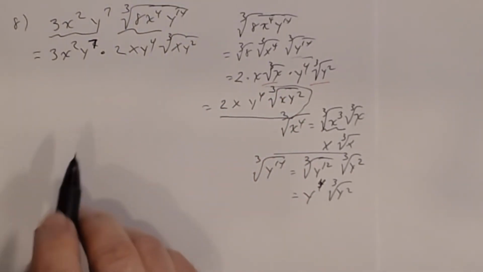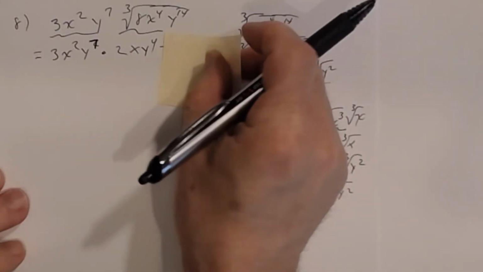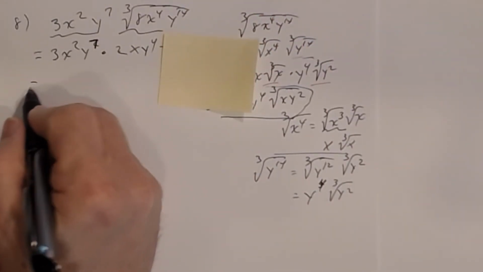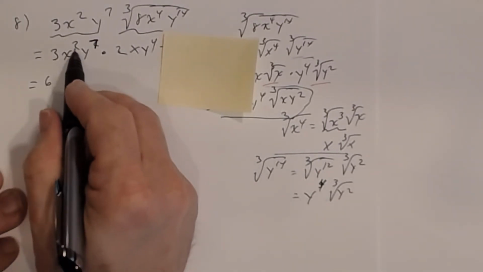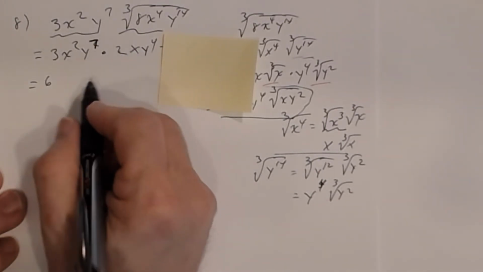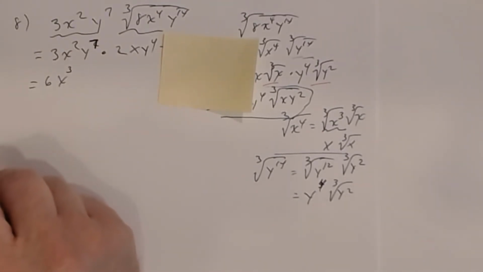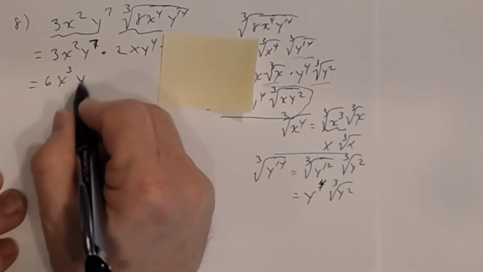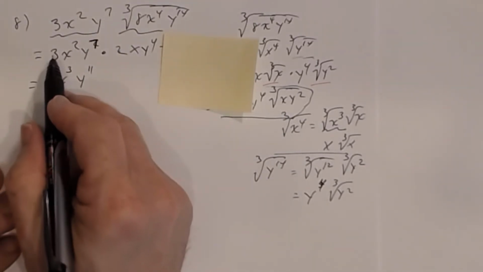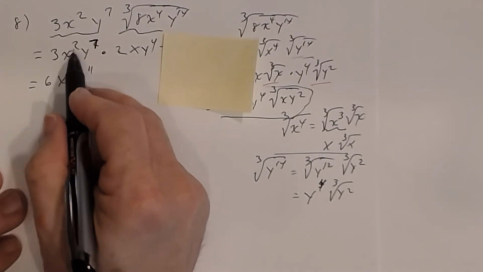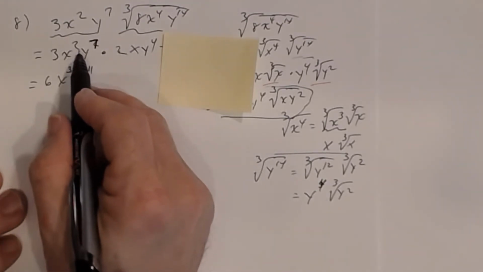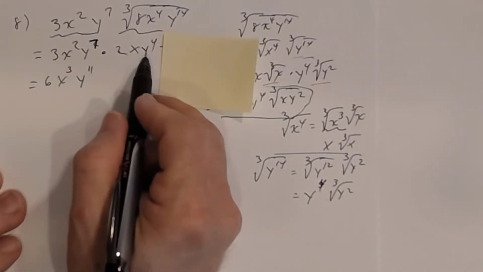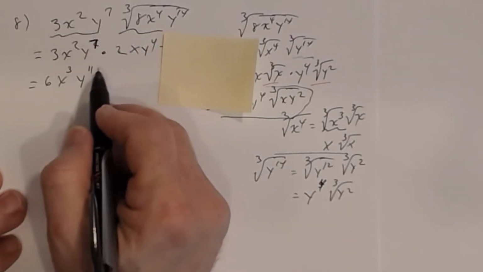Okay, now don't leave your answer like this, because you see this right here? I'm covering the cube root. 3 times 2 is 6. X squared times x to the first is x to the third. Y to the 7th times y to the 4th is y to the 11th. Okay? 3 times 2 is 6. X squared times x, so 2 plus 1 is 3. Y to the 7th times y to the 4th. When you multiply like bases, you add exponents. 7 plus 4 is 11.